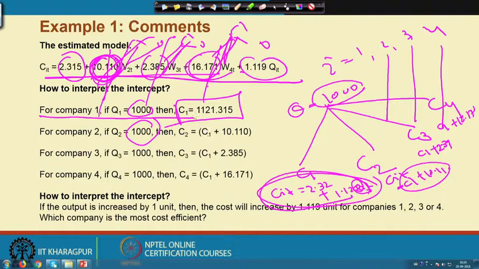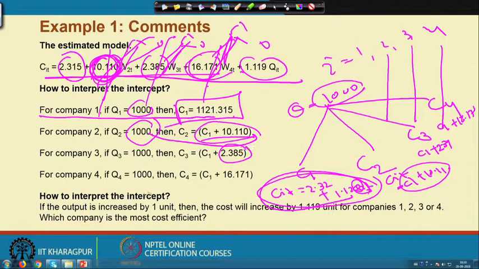So, 1121.32 plus 10.11, that is the cost component for company 2 to produce the same level of output 1000, and again for company 3 the net addition will be 2.385, and for company 4 the net addition will be 16.17.